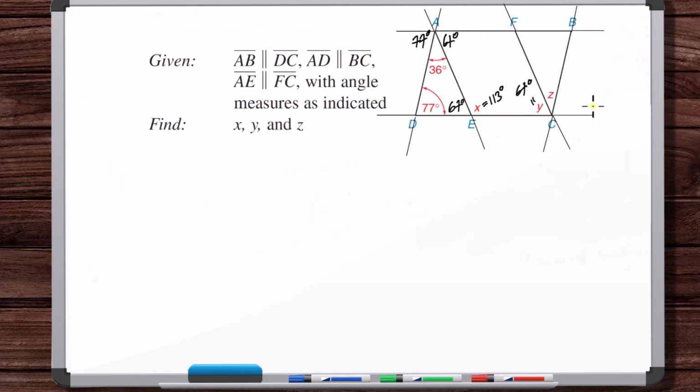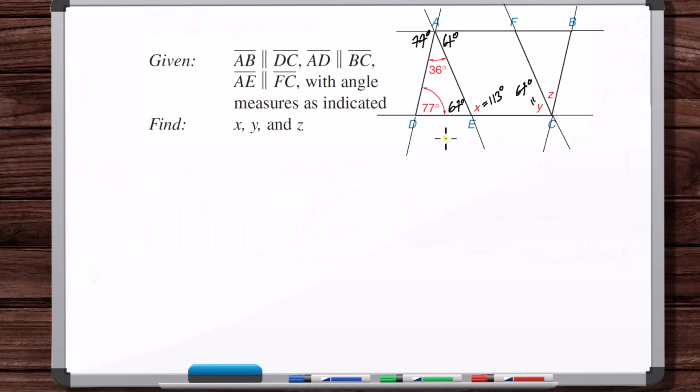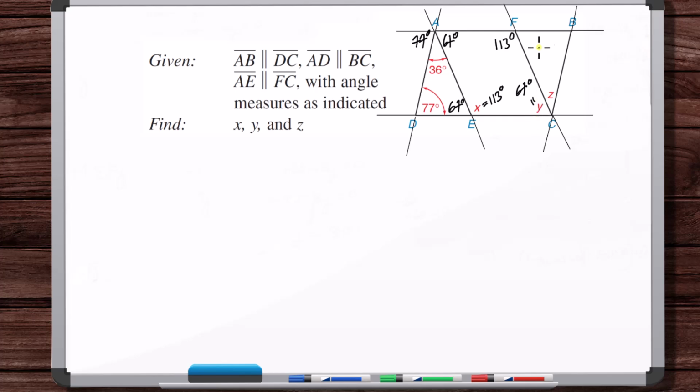Okay, now we can use the fact that the sum of the interior angles of a quadrilateral is, if we use this formula, 4 minus 2 is 2, 2 times 180 is 360. So, okay, 67 times 2 is 134. 134 plus 113 is 247. So, okay, 360 minus 247 should be 113. Yeah. So 113 degrees. Okay. Now 180 minus 113 is 67.